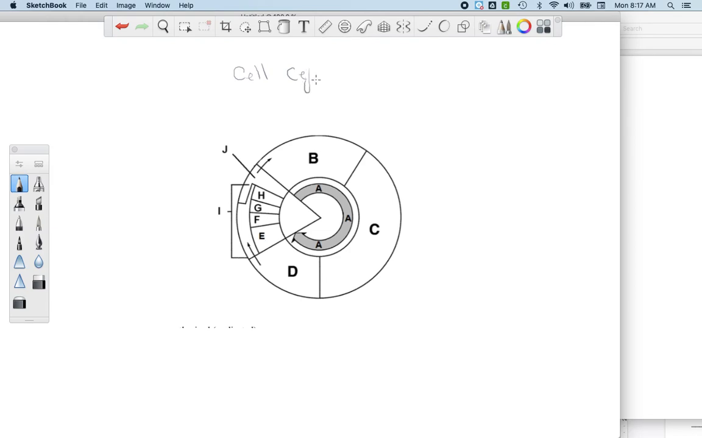Right, so this is a diagram of the cell cycle. A in this diagram is interphase. So all of this is interphase. The first part of interphase, B, would be G1. C would be S. D would be G2.